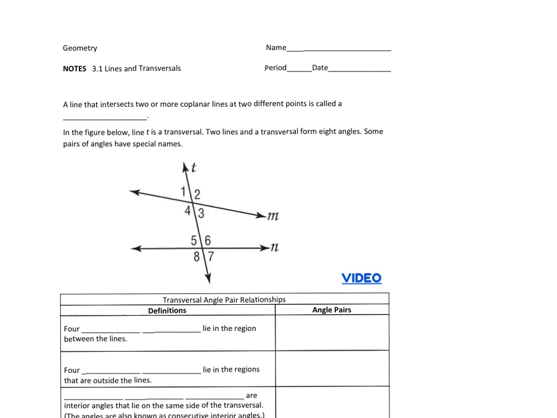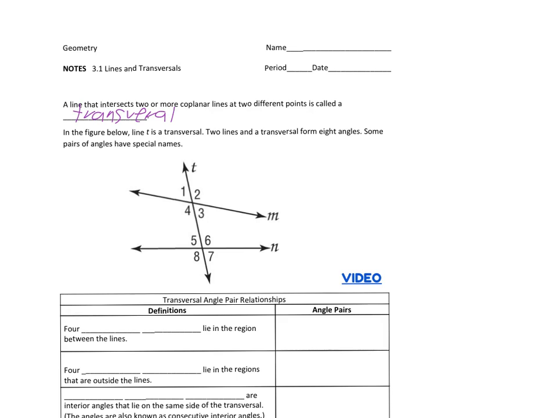A line that intersects two or more coplanar lines at two different points is called a transversal. Now keep in mind, folks, for any two lines, there's exactly one plane that goes through them. So even if it doesn't look like they're in the same plane, we can probably find a plane they are going to fit through. So in the figure below, line T is a transversal.